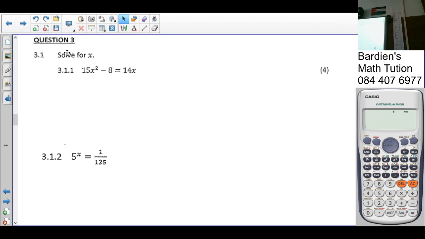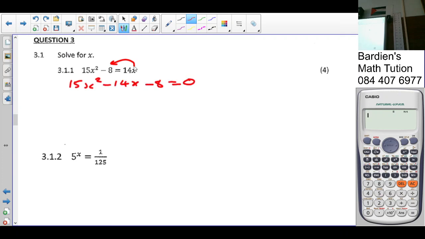Alright? Solve for x. Equations. So what type of sum is this? Quadratic. So it becomes 15x squared minus 14x minus 8 equals 0. Your trinomial, is there any common factor? No. So we must go with the product line. Factors of 15 goes here: 1 and 15, 3 and 5. For 8 is 1 and 8, 2 and 4. I know there's easier ways to do it, but this is the foolproof method. Any fool can get this right.